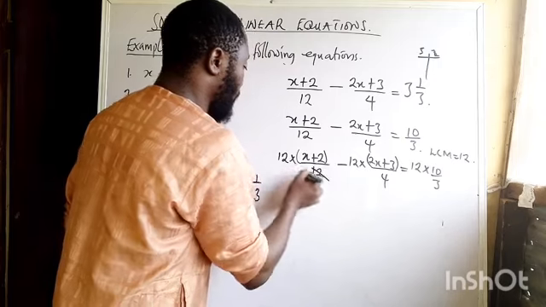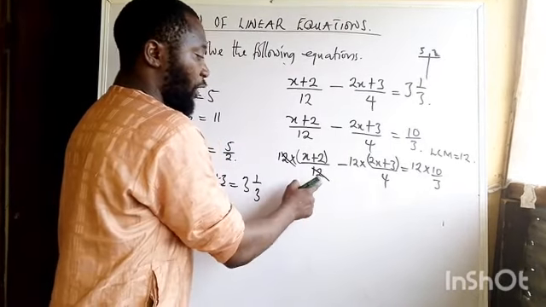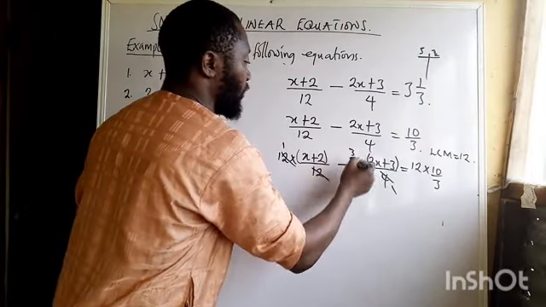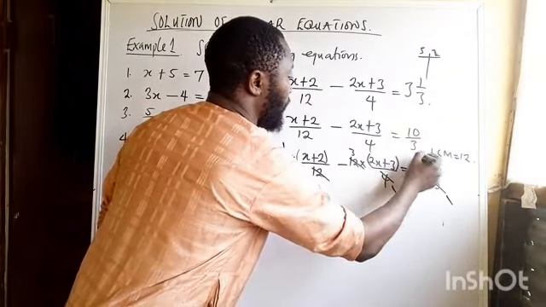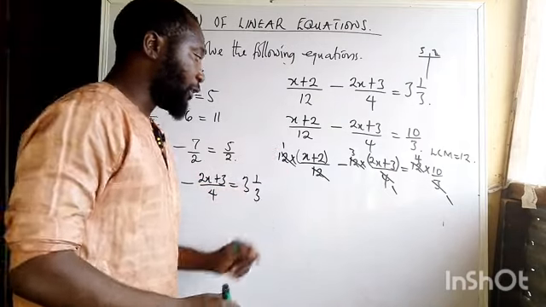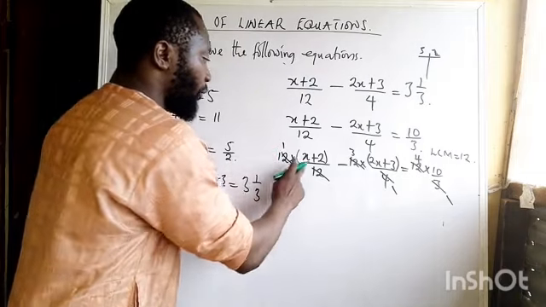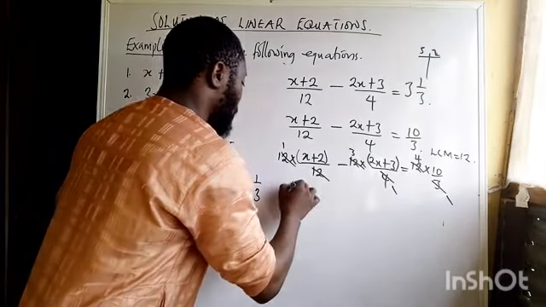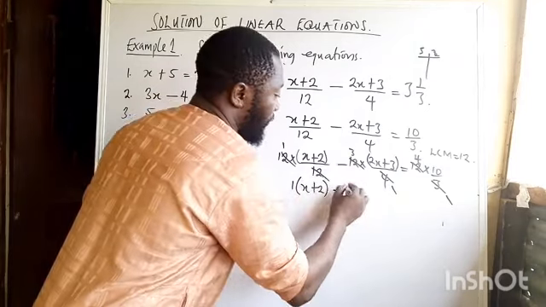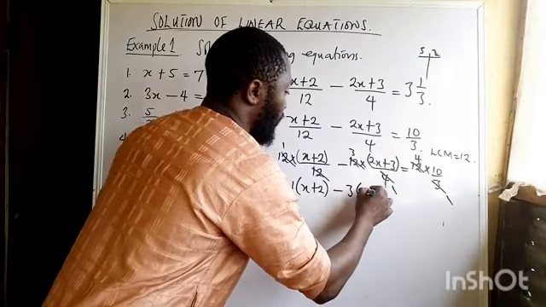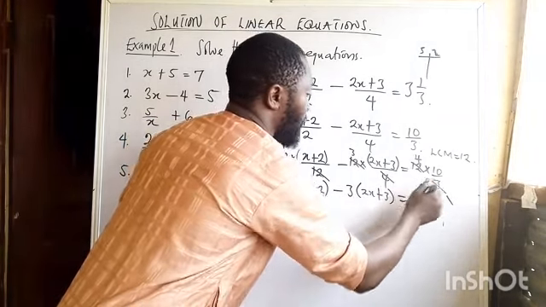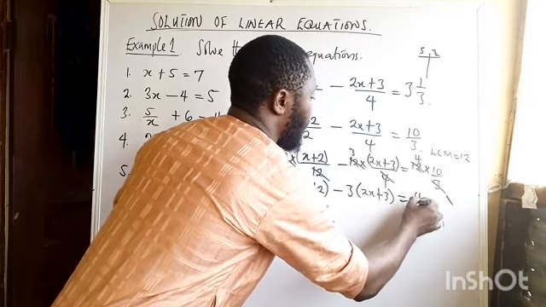Now, how many 12 goes here? 12 will cancel out 12 here, 1. How many 4 goes here? 4 in 12, 3. 3 in 12, 4. Now let me write out what we have here. We have 1 open bracket, so let me just write x + 2. Here we have negative 3, open bracket 2x + 3, equals 4 times 10, that is 40.